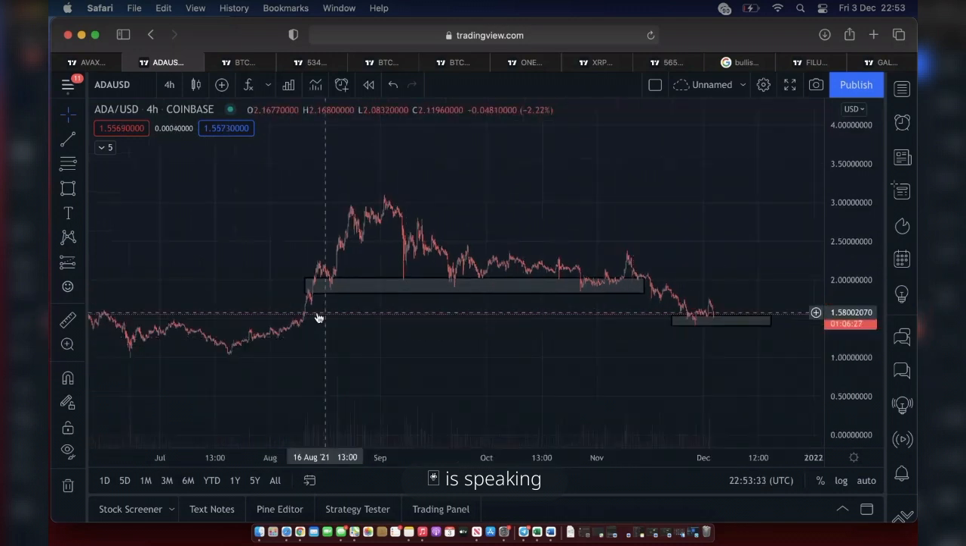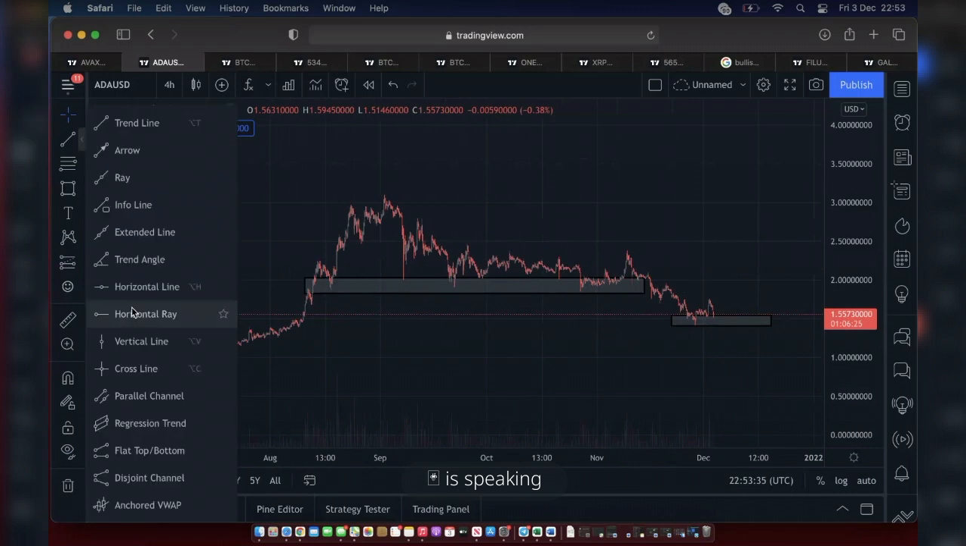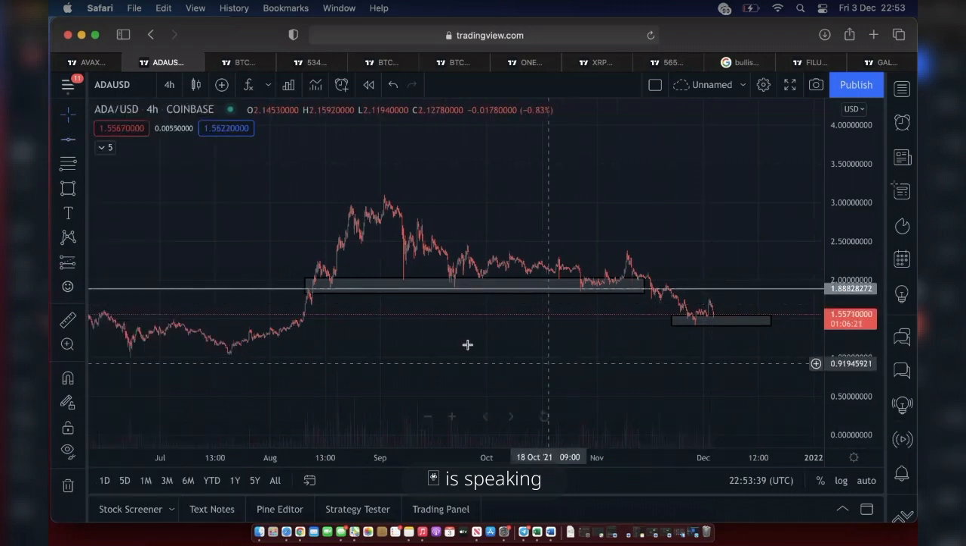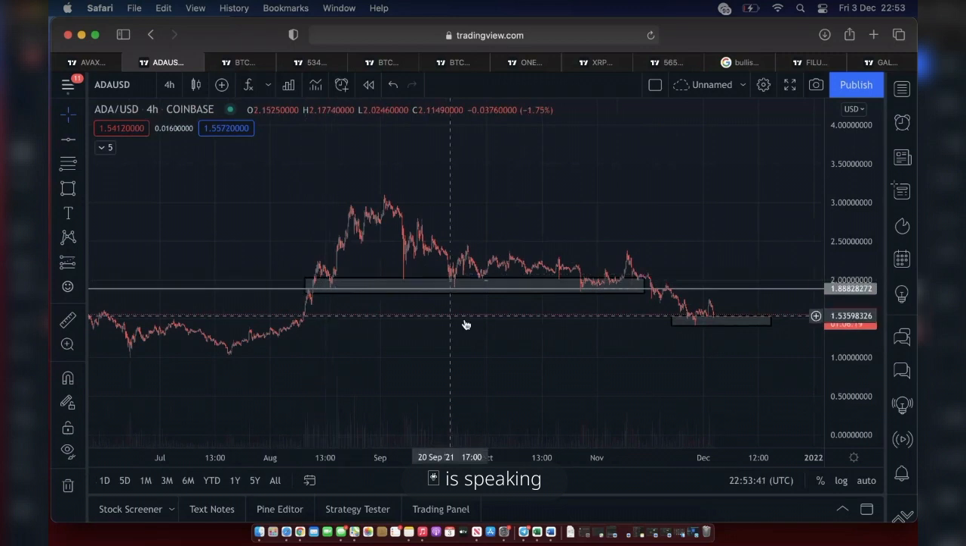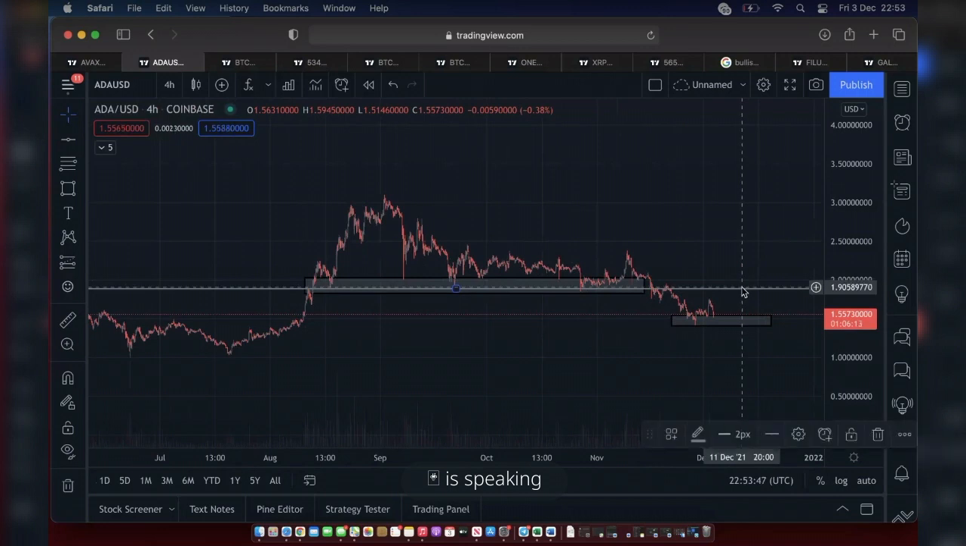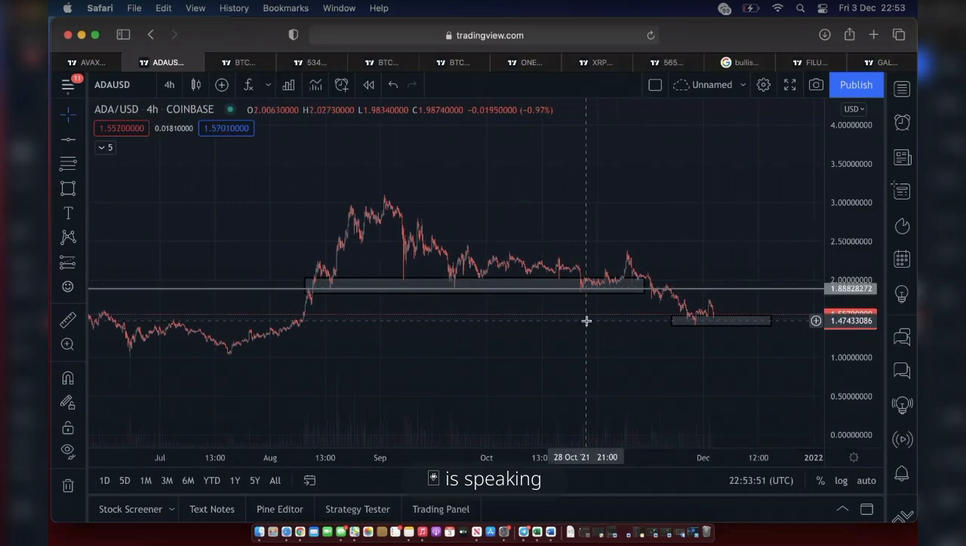I'm just going to do it anyway. So it comes out, pulls back, comes out, pulls back, comes out, pulls back. And then you just want to find zones of where it's pulling back to. So we can see here that it's had bullish momentum out, pulled back, bullish momentum out, pulled back, bullish momentum out, pulled back, and then it's continuing the trend.